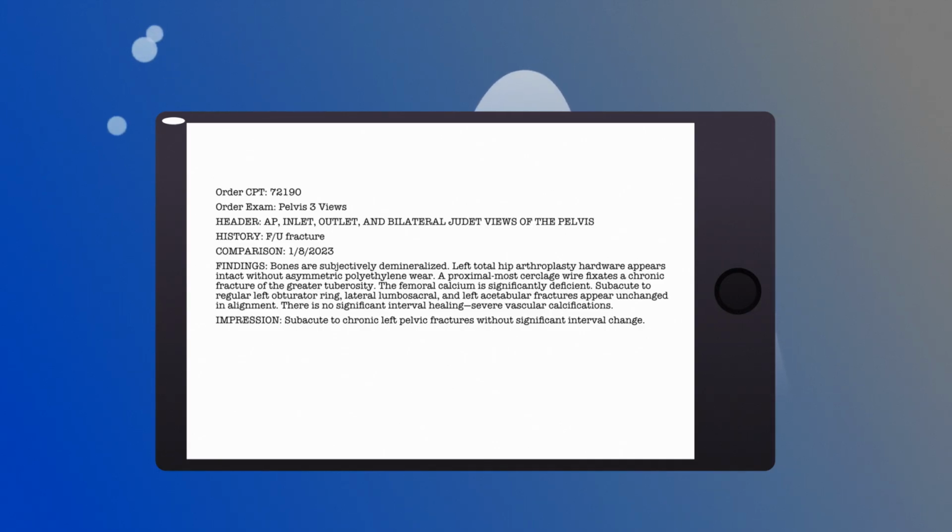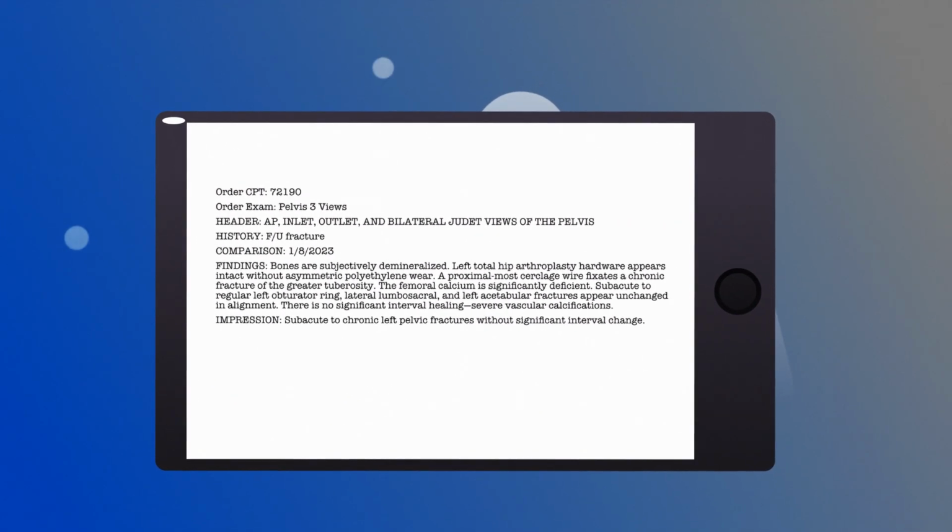The femoral calcar is significantly deficient. Subacute to chronic left obturator ring, lateral lumbosacral, and left acetabular fractures appear unchanged in alignment. There is no significant interval healing, severe vascular calcifications. Impression, subacute to chronic left pelvic fractures without significant interval change.